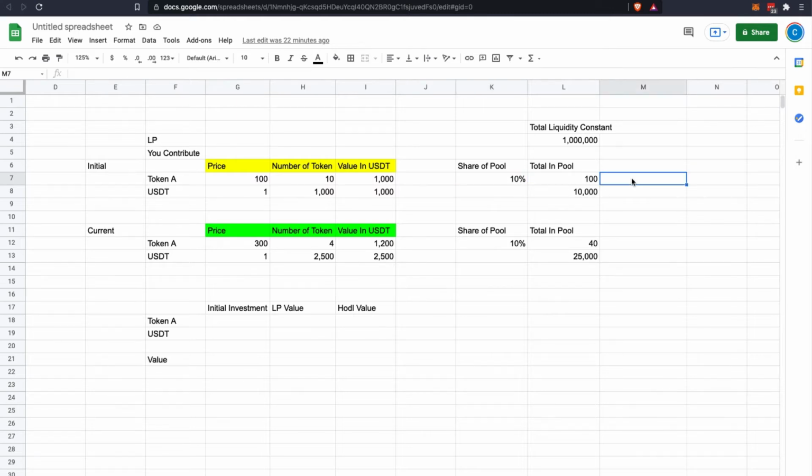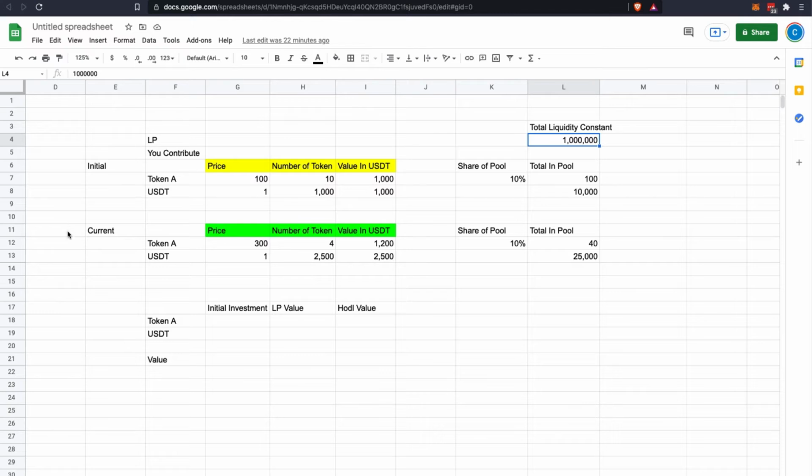And based on their AMM model, or automated market maker model, they have an algorithm in place with a liquidity constant. This is just to simplify things for you. If I take 10,000 multiplied by 100, I will receive 1 million as my liquidity constant. This number is a constant that needs to be maintained.